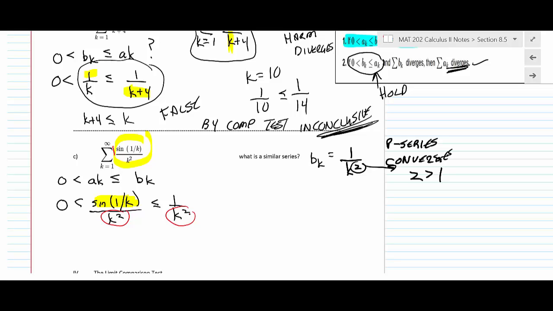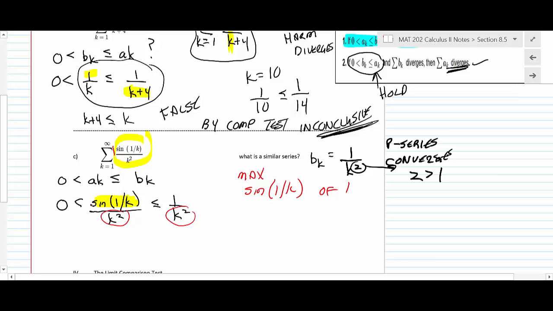Okay, what's the amplitude? 1. So what would be the maximum value on this sine? If you did the max of the sine of 1 over k, what would you get? 1. You get 1. So it has a max of 1. All right, so this thing right here is always going to be less than that.